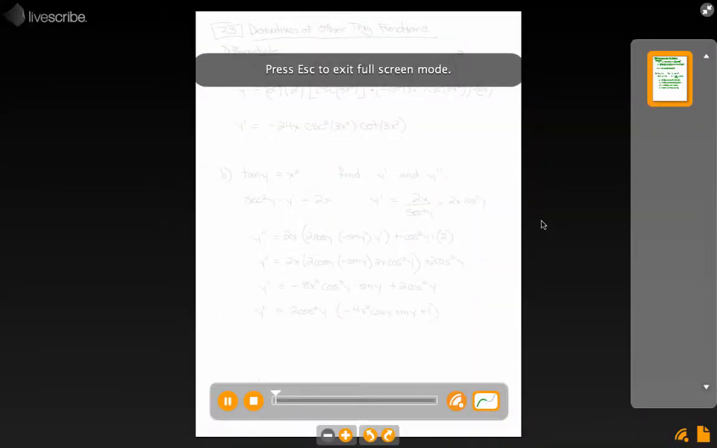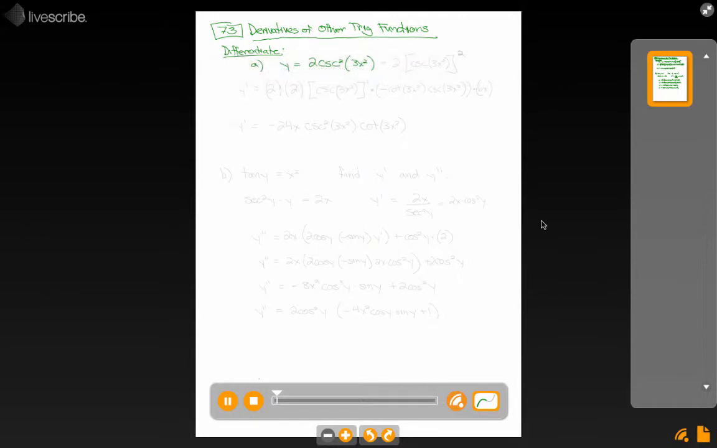This comes out of section 7.3, derivatives of other trig functions. Instructions here are simple, even if the question isn't. It says differentiate y equals 2 cosecant squared 3x squared. I find students have a bit more success when they write this as cosecant 3x squared inside the bracket and square the whole thing. Just puts it more in terms of what they've seen before.